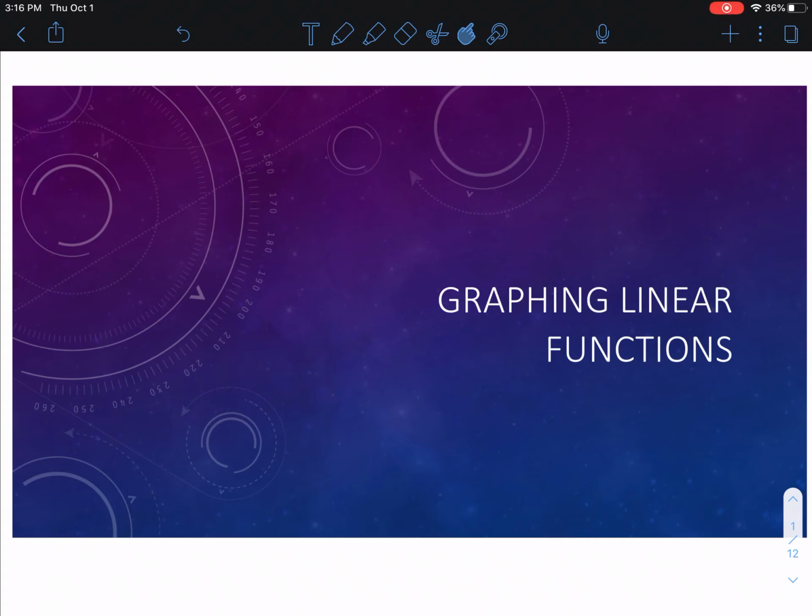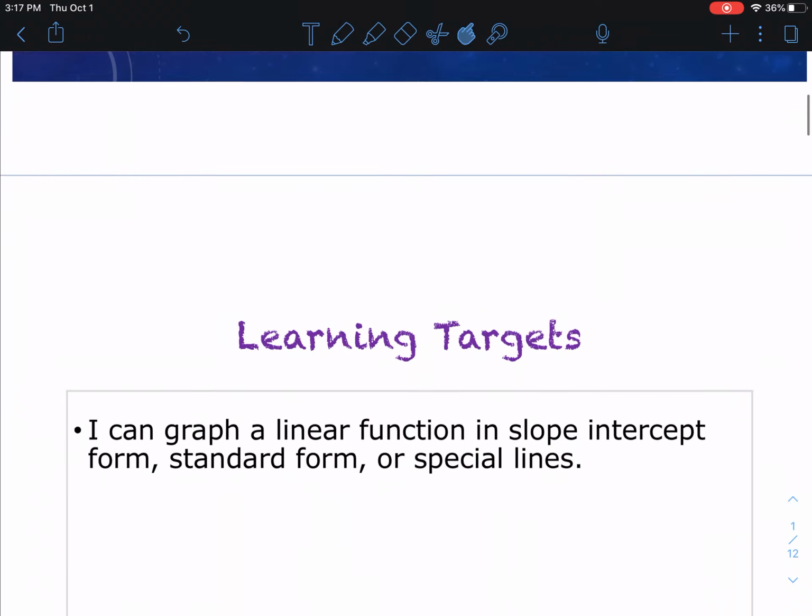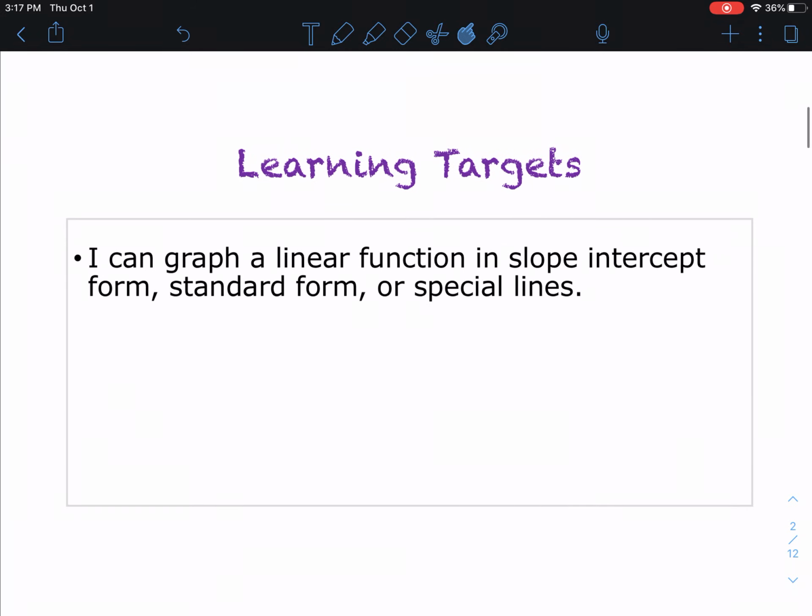Okay, so we are going to start our unit on linear functions, and the first thing we're going to talk about is graphing linear functions. All right, and we are going to learn how to graph a linear function in slope-intercept form, standard form, or if there are special lines with equations that look a little weird.